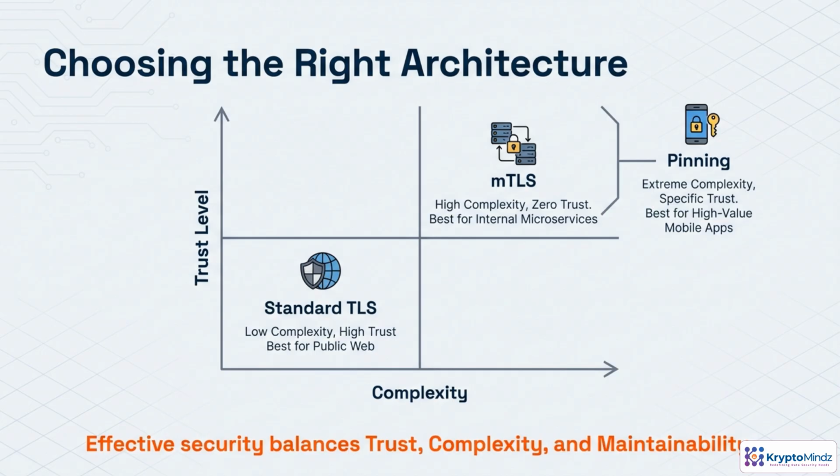Mutual TLS goes further. Now both sides present certificates, so the server authenticates the client as well. That fits zero trust thinking. Every service call must be authenticated and authorized. The trade-off is operational overhead. You need certificate enrollment, rotation, and revocation for every client, which makes the most sense in controlled environments like internal microservices or service-to-service APIs.